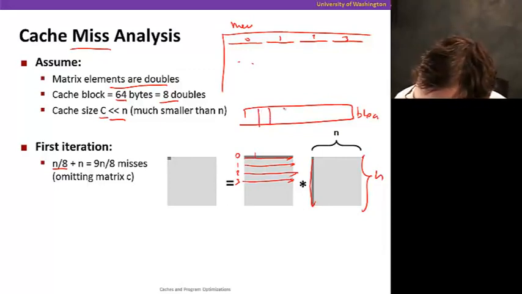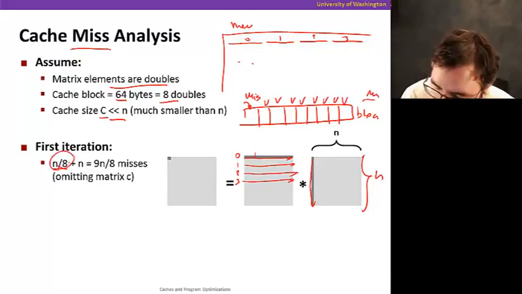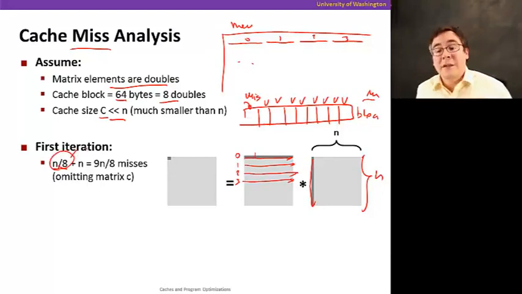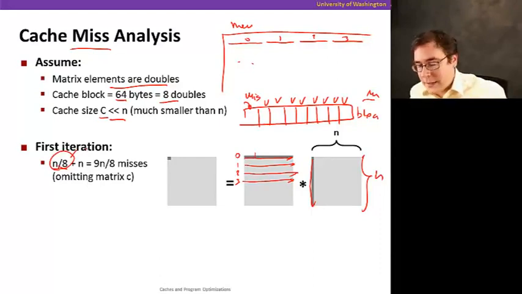So like 1, 2, 3, 4, 5, 6, 7, 8. We're going to access the first one, it's going to be a miss. Then the second one is going to hit, and then the next one here is going to be a miss. So that's why it's n divided by 8, okay? That's taking advantage of that because of spatial locality. We're taking only n over 8, okay?